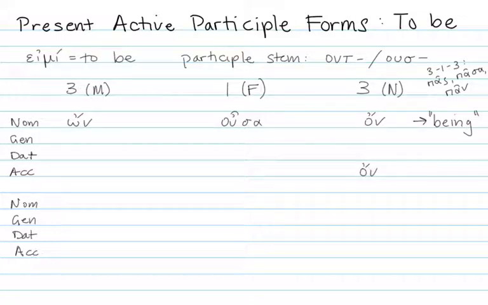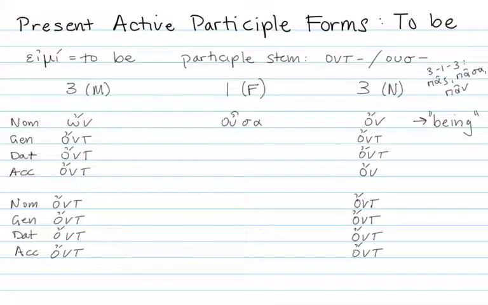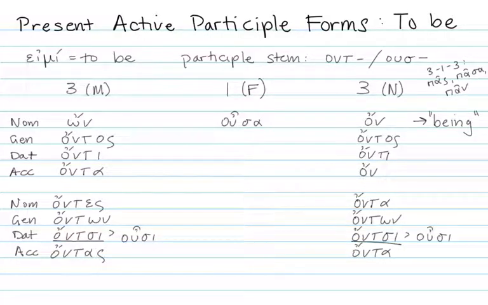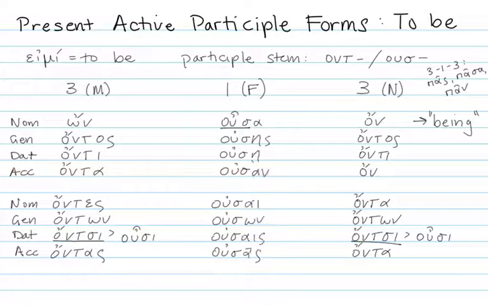Remember that the neuter accusative is always identical to the nominative. And then let's write out our true stem ont- for the masculine and neuter. And then add our third declension endings. The only form here that needs to change is the dative plural ontsi, which becomes ousi. Then if we look at the feminine, we write out our feminine stem ous-, put it everywhere, add our endings, then apply some accent rules.